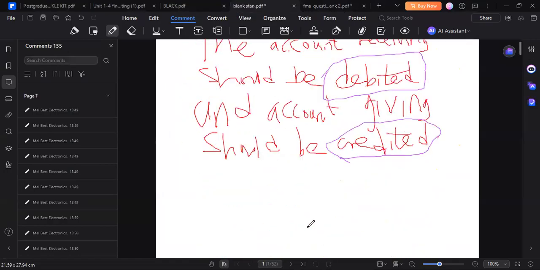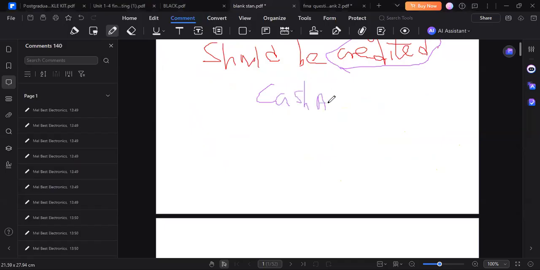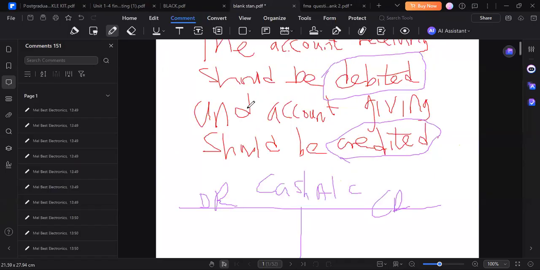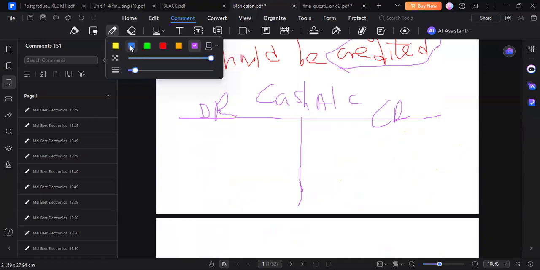Okay. So we're going to open a cash account in this case. So we open up what we call a cash account. What is going to happen in the cash account is that this side is a debit and this side is a credit.